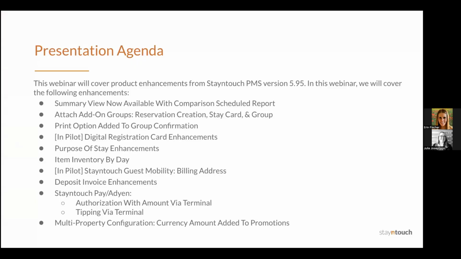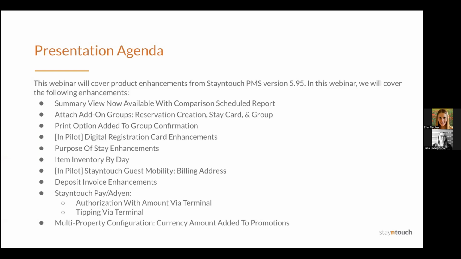Today's presentation will cover how you can get the most out of the Stayntouch PMS version 5.95 project release. In this webinar, we will cover the following enhancements. Summary view now available with comparison scheduled report, attaching add-on groups during reservation creation on the stay card and on the group, the option to print the group confirmation, and then in pilot, we have additional digital registration card enhancements.